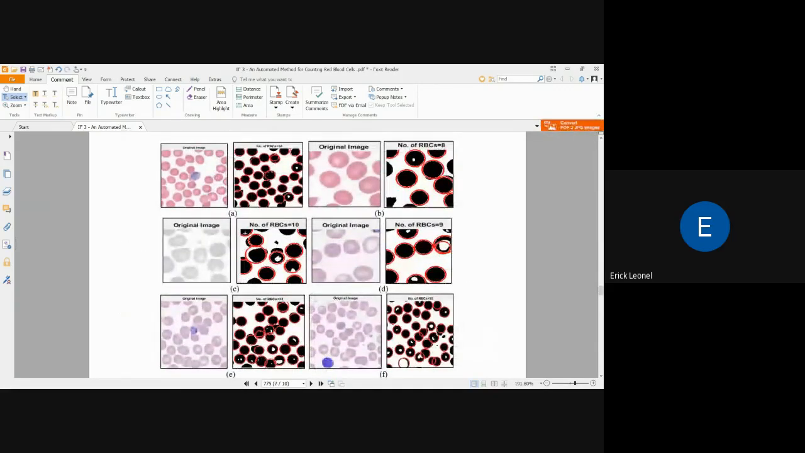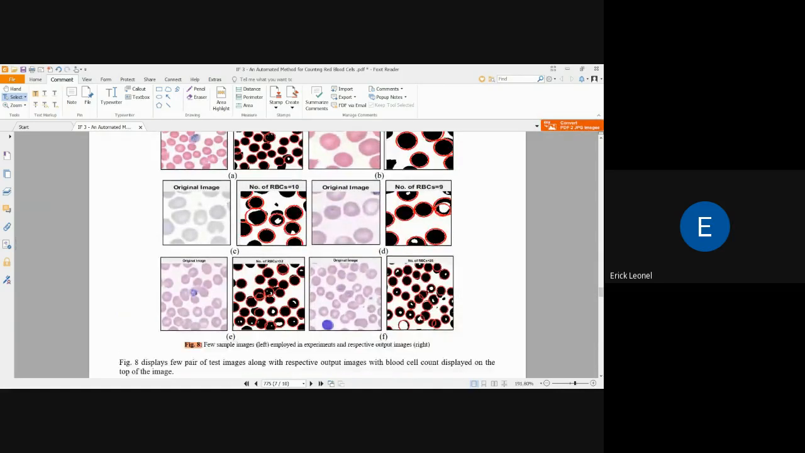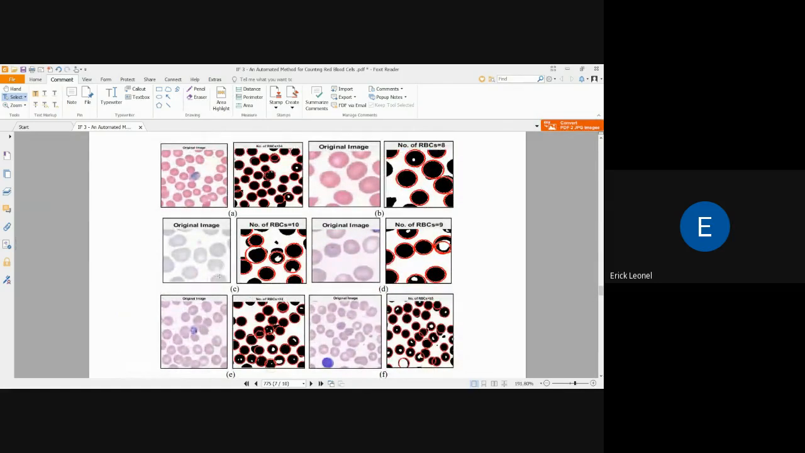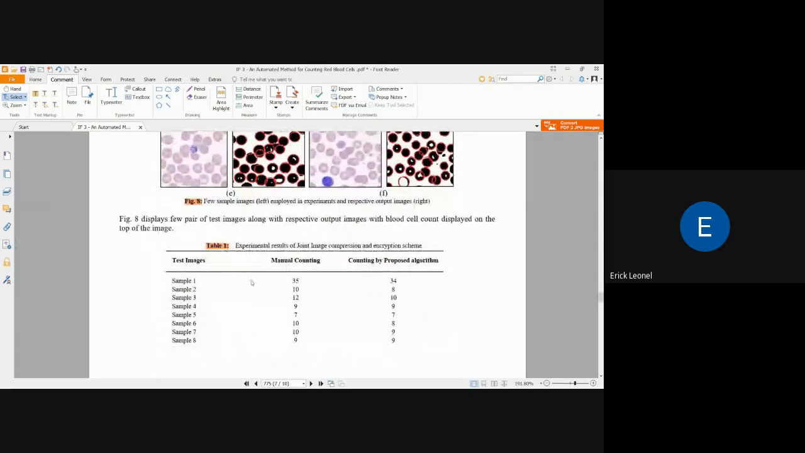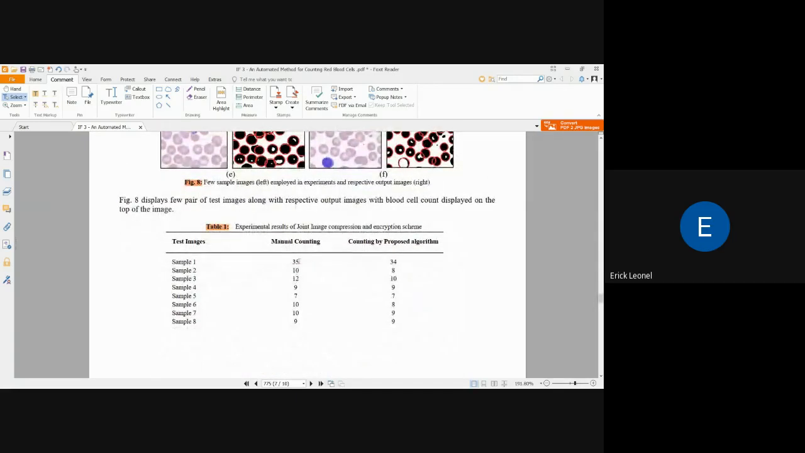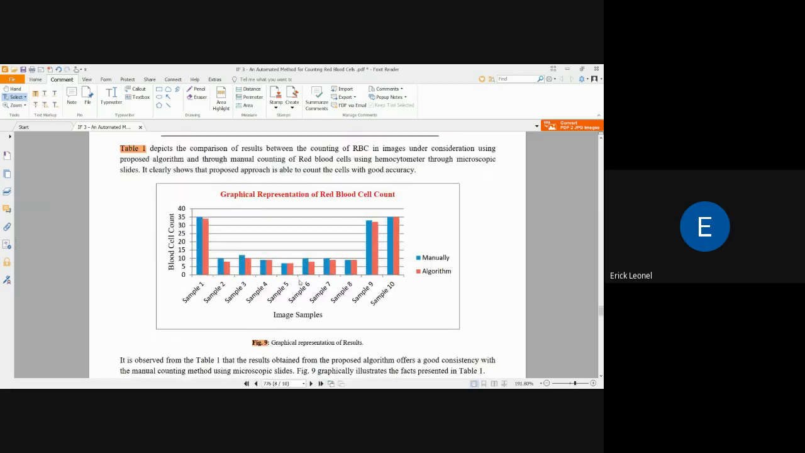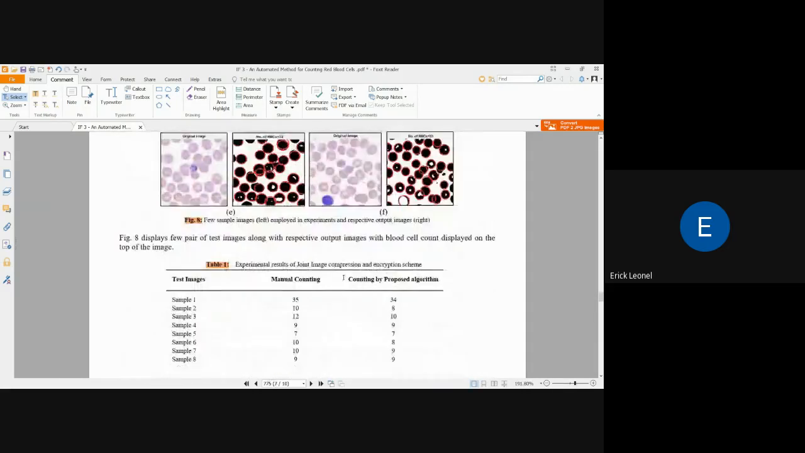Regarding experimental results, we can see here in figure 8 a few sample images employed in the experiment and the respective output images with blue cell count. On the other hand, table 1 shows the comparison of results between the counting of red blood cells using the proposed algorithm and through manual counting. It clearly shows that the proposed approach is able to count the cells with good accuracy. Figure 9 provides information about the facts presented in table 1.